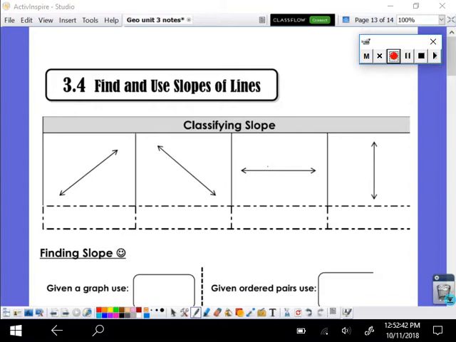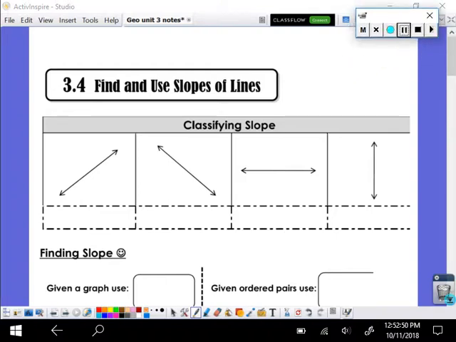Okay. So a lot of today's notes are review. You probably have seen a lot of this before and know it, but we're just going to have to review it because we're really looking at parallel and perpendicular lines today. So we need to know how to find the slopes of lines, how to rewrite equation lines, and things like that. So starting off, we need to classify slopes. We need to know when it's positive, negative, zero, undefined, things like that.